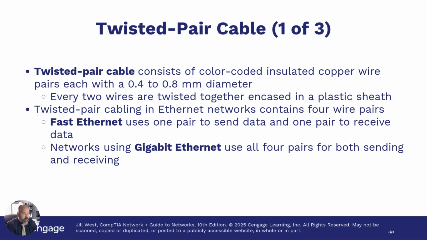And Ethernet networks typically use 4 wire pairs. Fast Ethernet uses 1 pair to send and 1 to receive, like having separate lanes for that incoming and outgoing traffic. And Gigabit Ethernet uses all 4 pairs for both directions simultaneously. Now that's like having a 4-lane highway where traffic flows both ways on every lane.